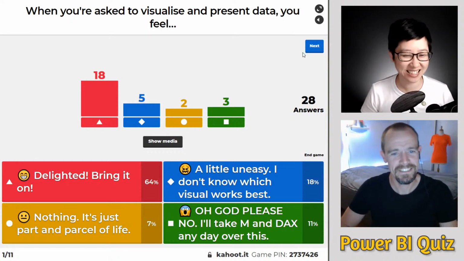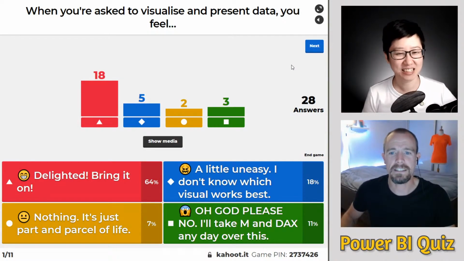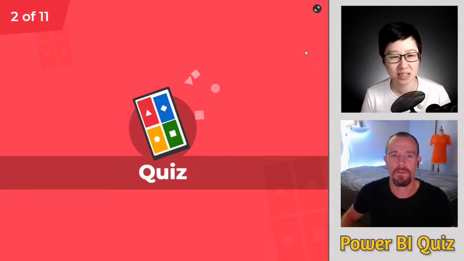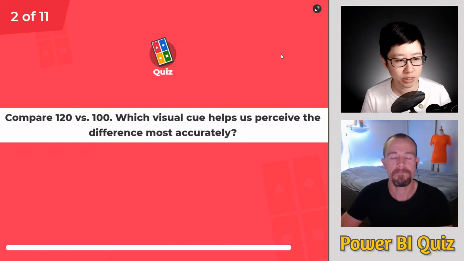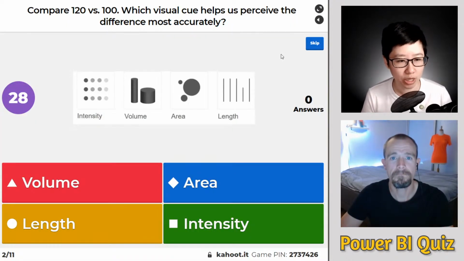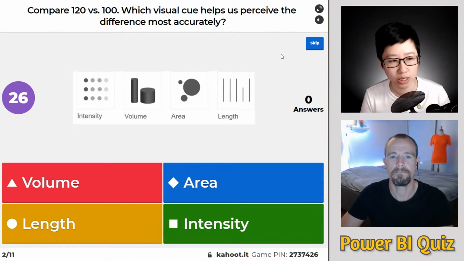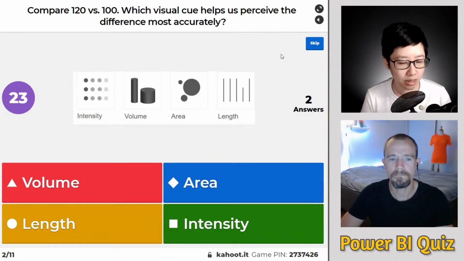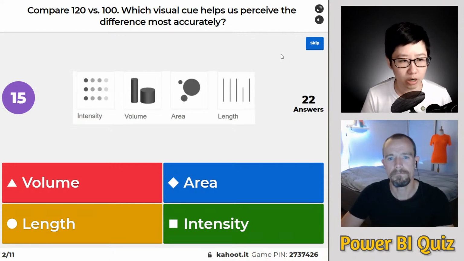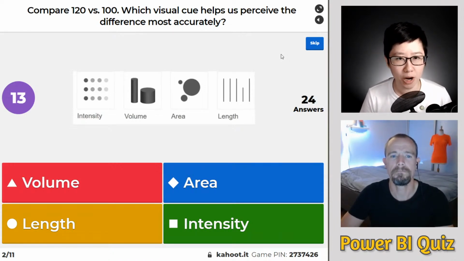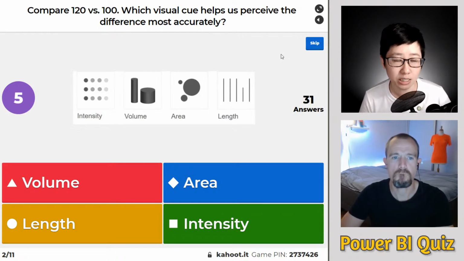All right, let's see. So that's a good start. And let's have the first real question of the quiz. Compare 120 versus 100. Which visual cue would help you perceive the difference most accurately? So you've got 4 options there. Is it the different intensity of the color to help you see the difference between the number 120 and 100? Or would it be volume, area, or length? Okay, you're comparing these two numbers, 120 and 100. Which one would help you most easily see the difference with the highest level of accuracy?